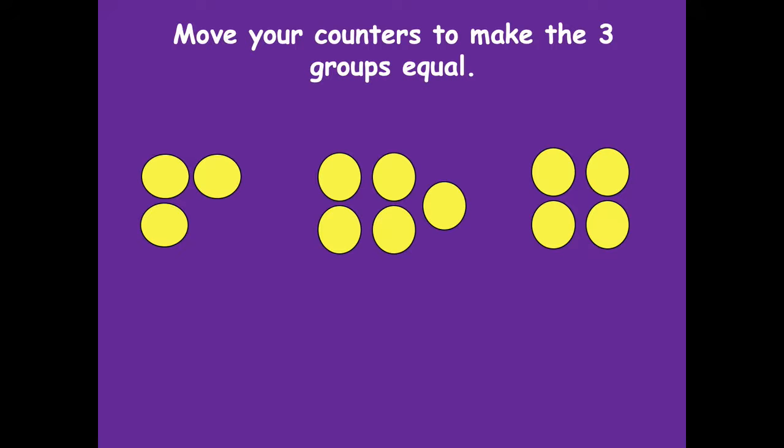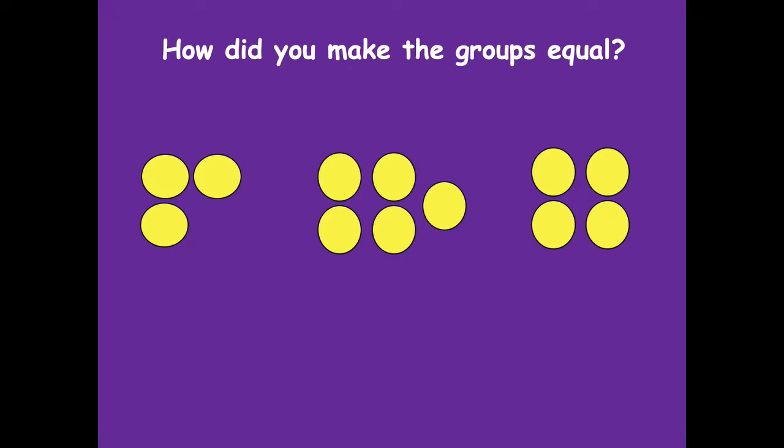All right, pause if you need more time. All right, so how did you make the groups equal? Okay, so one of the ways that I did it was I said, well, there's 3 in this first group and 4 in the last group, but there's 5 in the middle, so I'm going to take the extra one from the 5 and I'm going to move it right over here. So now I have 4 in each group.